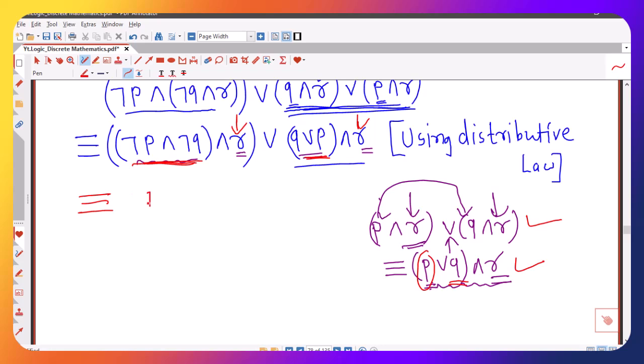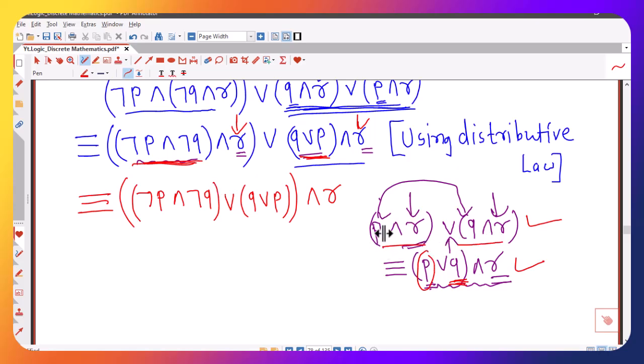Instead of P I have negation P and negation Q, or instead of Q I have Q or P here, Q or P, and outside the bracket I will write and R. I have applied this distributive law in a reverse way. P and R, instead of P I have negation P and negation Q, or Q and R, instead of Q I have Q or P, and this is equivalent to P or Q and R. So I have written this or this and R.